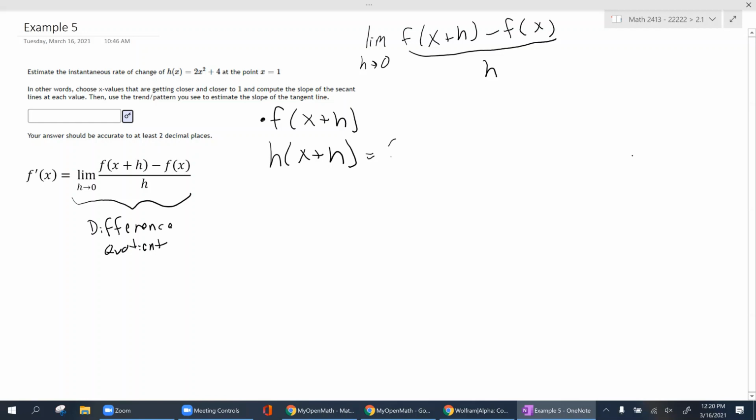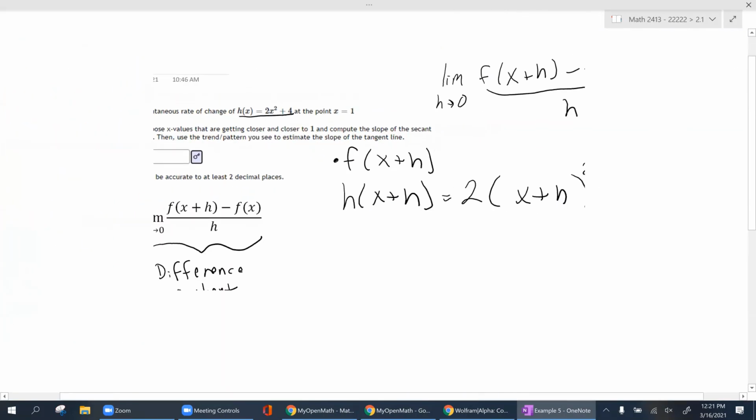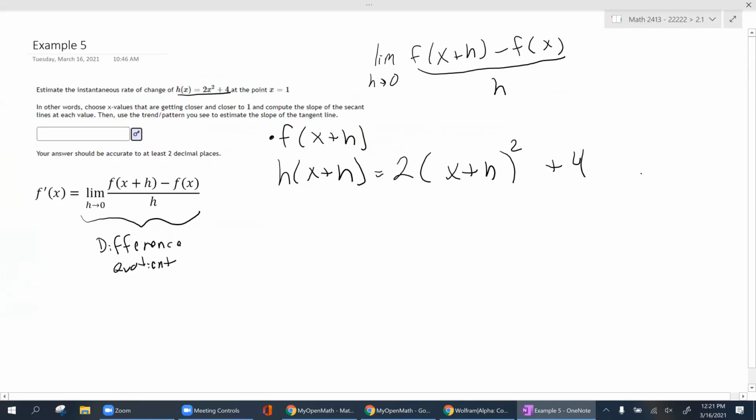So this is going to be 2 times the thing I'm inserting, which is x plus h, plus 4. Go ahead and compare these two. That's all I did. What you're going to have to do most of the time is simplify. In other words, you're going to have to distribute. You don't want any parentheses. So I have here 2 times x plus h times h plus 4.